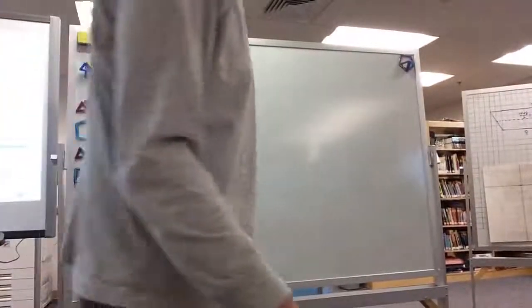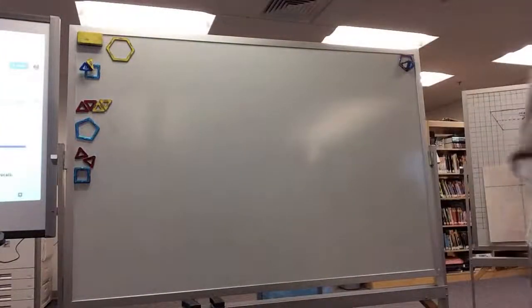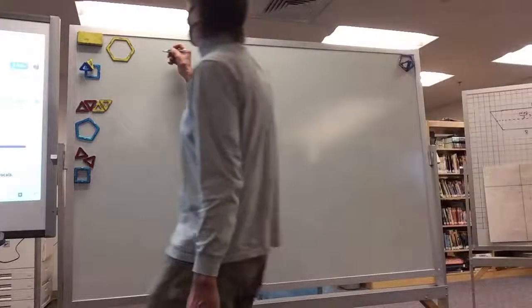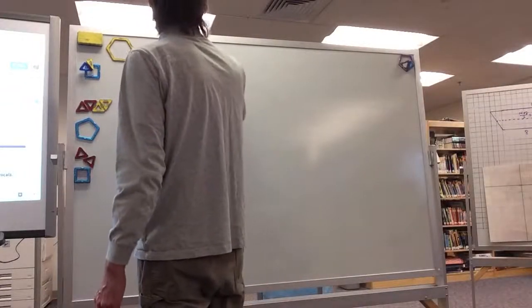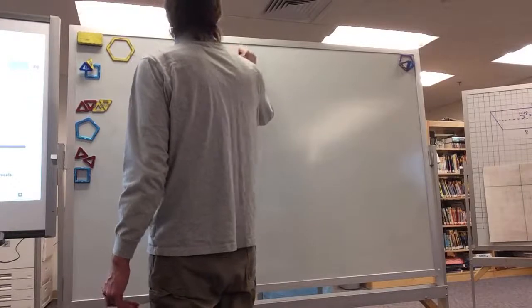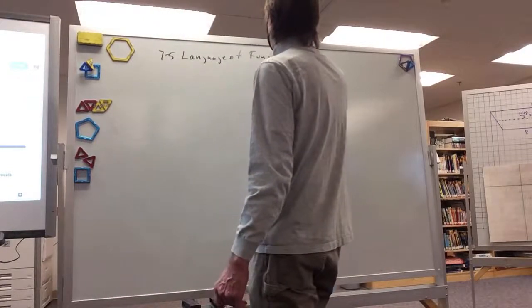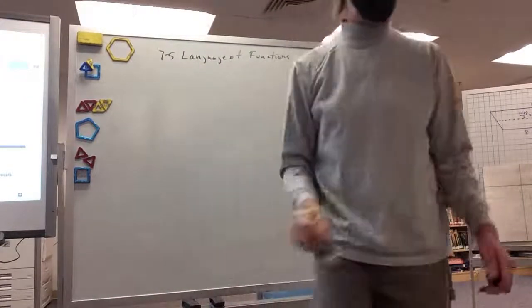Terms of the danger level. Pretty crazy. Okay, so I'm going to write it up here, 7.5. Language of functions. So it's a lot of vocabulary here.